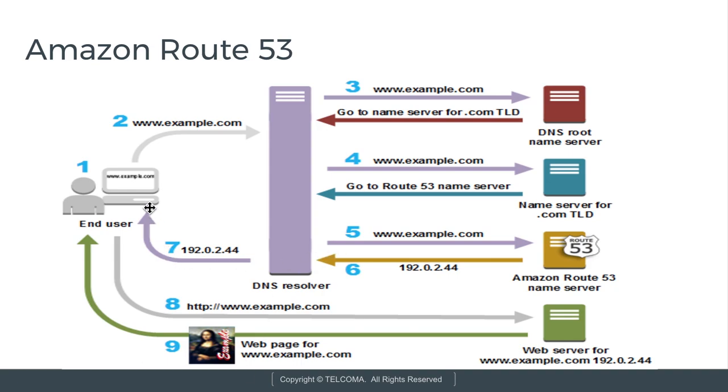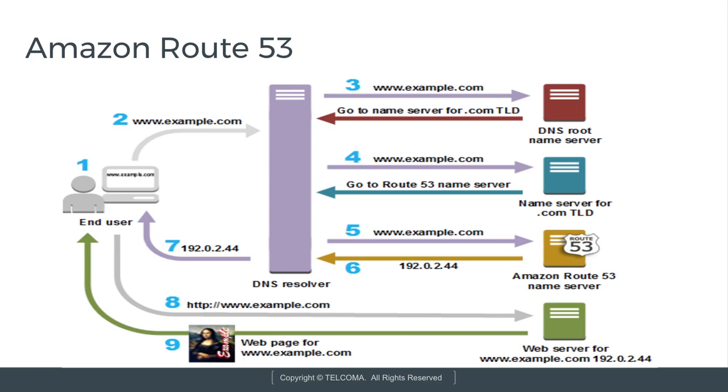After that, the web browser sends a request for www.example.com to the IP address that it got from the DNS resolver. This is where the content is, for example a web server running on an Amazon EC2 instance, or an S3 bucket that has been configured as a website endpoint. After that, the web page from the web server or resource is displayed for the end users.